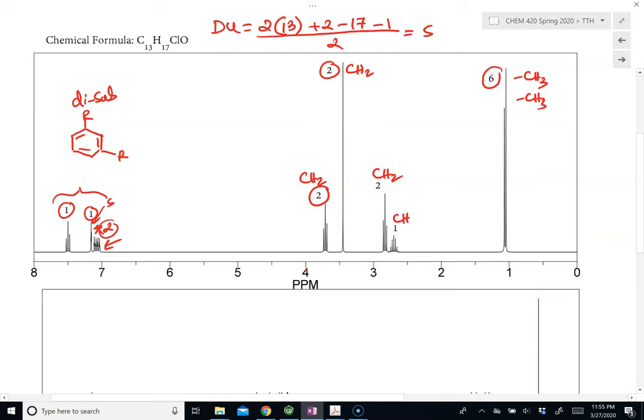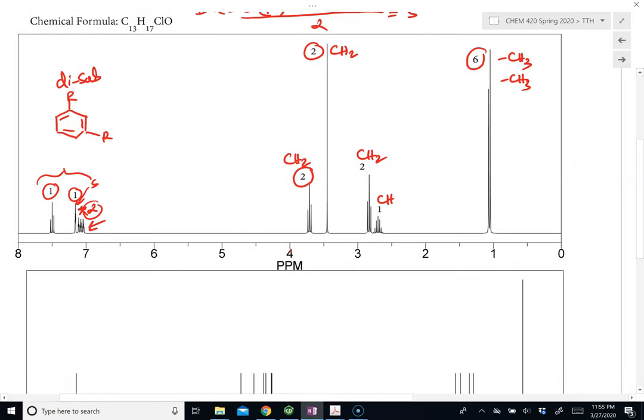And the next step is to calculate what is remaining. If we add all of this up, the 4 hydrogens over here, 5, 6, 7, 8, 9, 10, 11, plus 6 in here, that makes up 17. So we basically have 17 hydrogens.